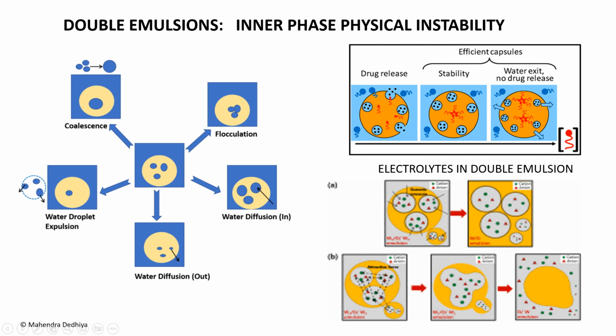Double emulsion interface physical stability. Because the preparation uses a double emulsion, interface stability is a major concern. The mechanism of double emulsion interface physical instability is a major challenge for formulations.